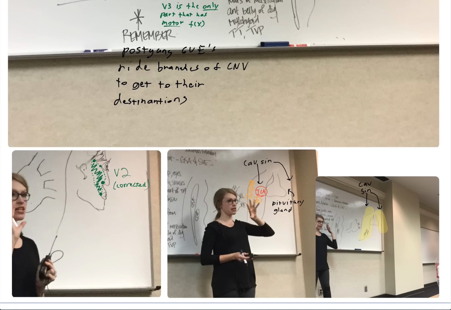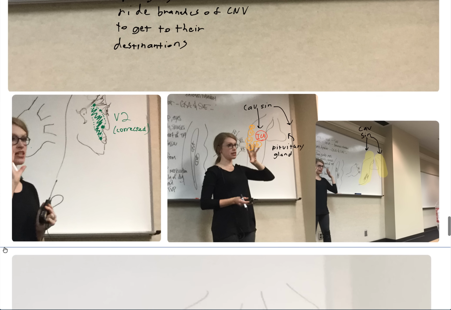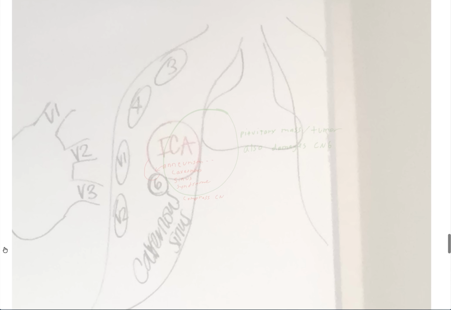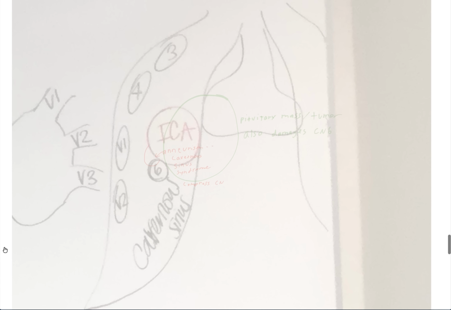You remember how every time I drew one of those nerves earlier, I made a point to say it's going through the cavernous sinus and then it's going to exit out the superior orbital fissure? Okay? That's for a reason. So all of these nerves pass through the cavernous sinus. Why is it important?